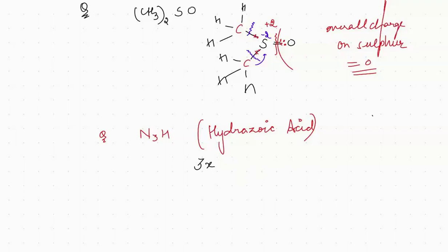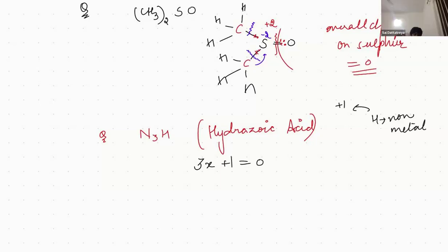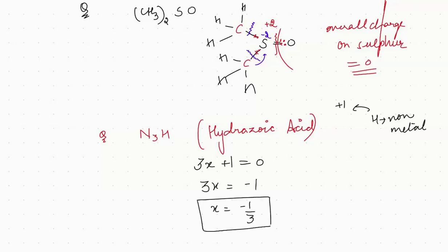And hydrogen is a non-metal, but you know that hydrogen is connected to a highly electronegative non-metal. So definitely hydrogen, when it is connected to a non-metal, acquires a +1 charge. So 3x plus 1 is going to be 0. So 3x is going to be -1. X is going to be -1/3. So that is going to be the answer. Is this point clear?